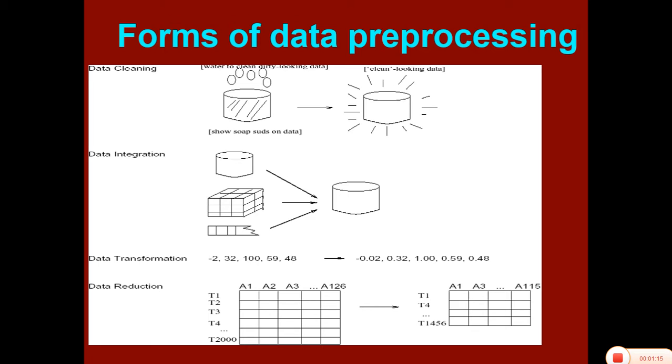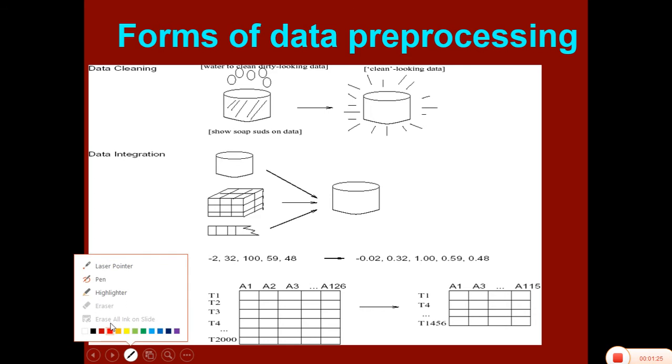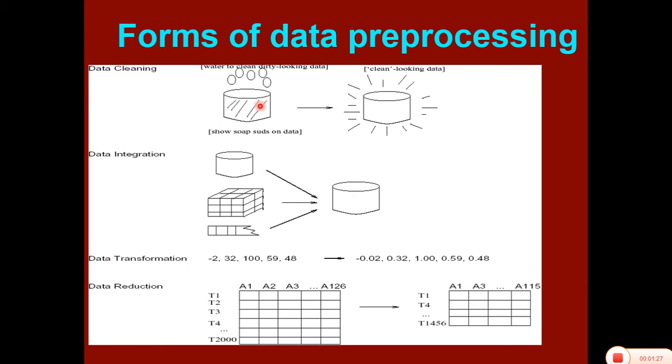So this is a diagrammatical representation of forms of data pre-processing. The first is data cleaning. You have noisy data over here, just see, a noisy kind of data, and this is clean data. In data integration, you have three types of data where you are going to integrate the data into a single table or a single database. In data transformation, you are converting the data into a proper format or a singular format. In data reduction, you are going to reduce the dimensionality of the database.